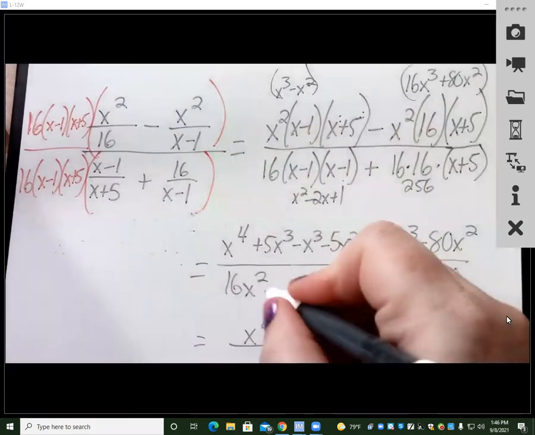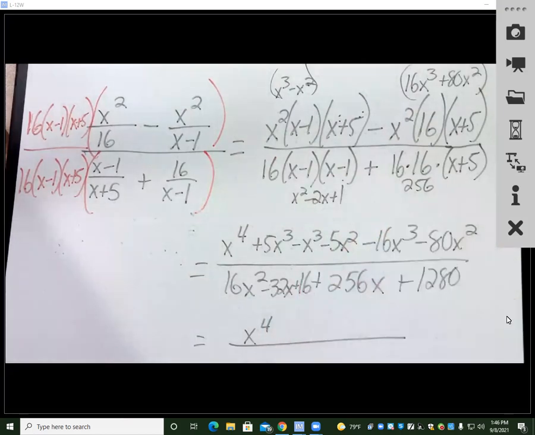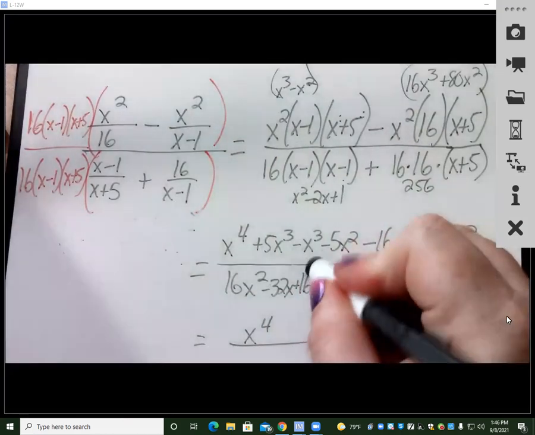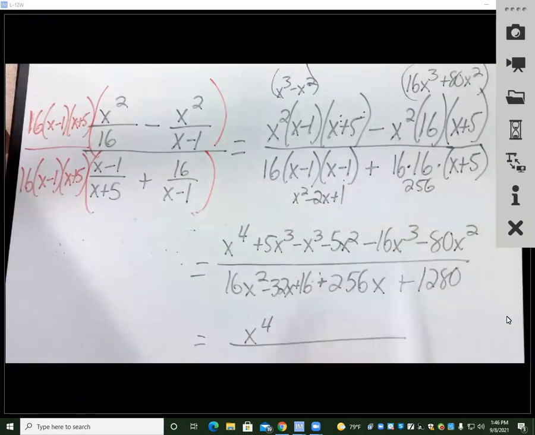Minus 32x plus 16. Yes. Oh boy, I would have been so mad if I got this far and I messed up on that one stupid little thing. Thank you.